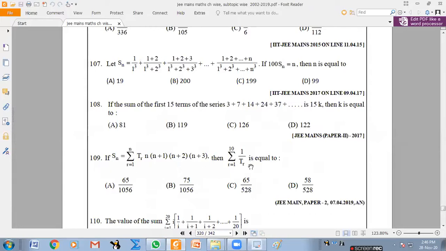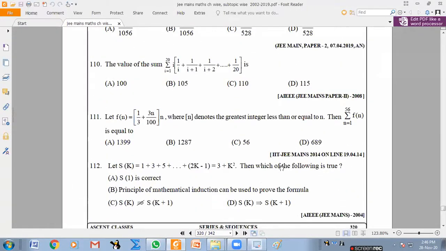Then here, how will you find Tn? Sn minus Sn minus 1 will give Tn, and then you have to do it. Is it okay? 109? Yes, sir. Yes. Okay. Okay, till last, anybody any doubts?